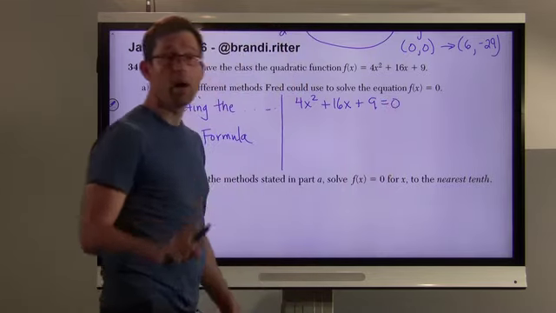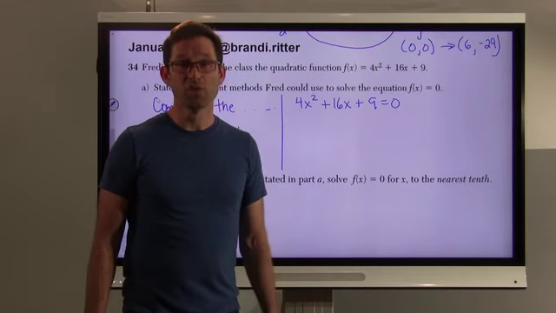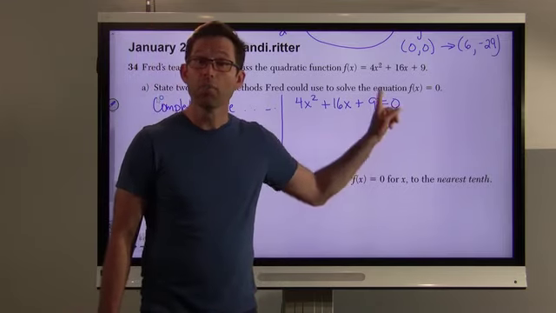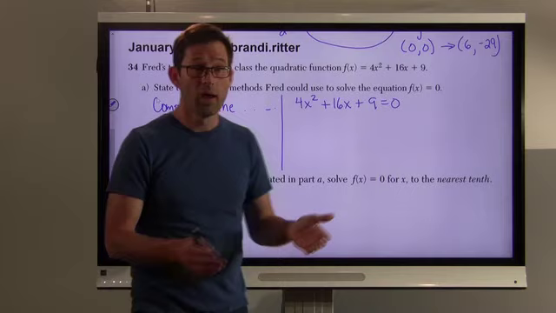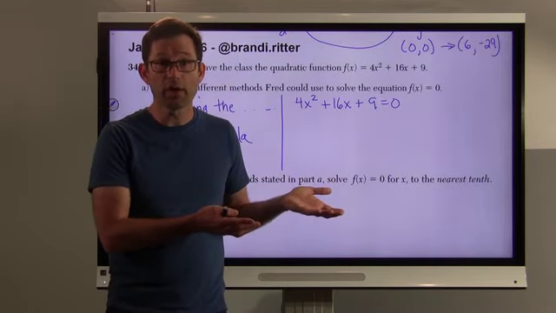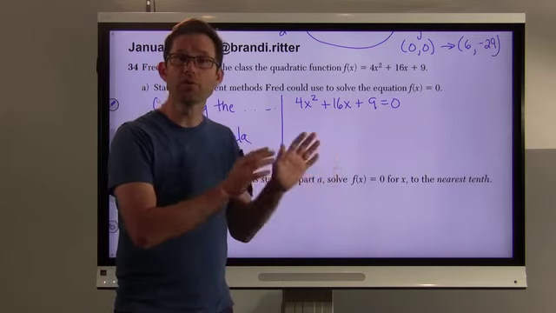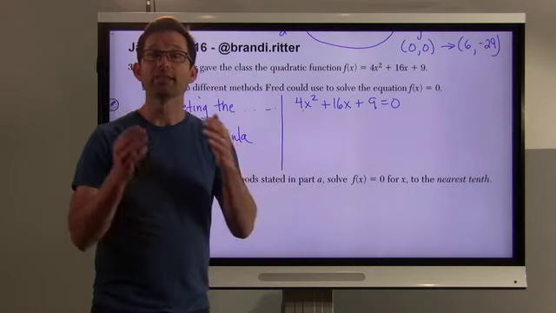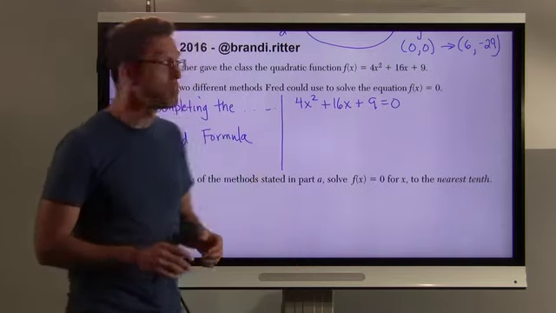Now, keep in mind, I would most likely just solve this using the quadratic formula. I might even solve it graphically. In other words, put this into my calculator, graph it, and use the zero command. That could be one of the two methods, and it's absolutely fair game. Don't forget you've got that calculator. But I want to do this one using completing the square because that leading coefficient, that 4, is not 1. So let's do it by completing the square.